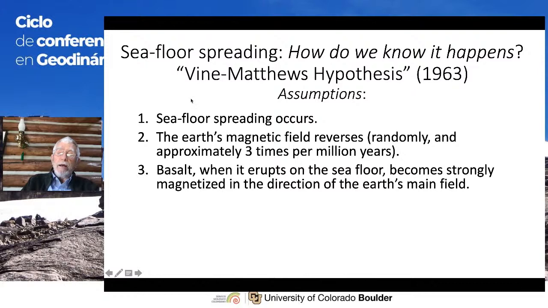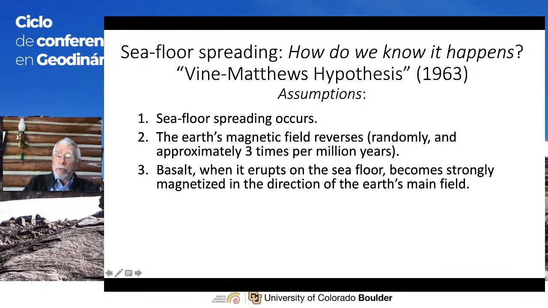So the key to understanding this process came with what's called the Vine-Matthews hypothesis. Vine was a graduate student advised by a very young supervisor, Matthews, back in the 60s. They knew quite a bit when they made their assumptions, though what they knew was not widely known. They made three key assumptions: that seafloor spreading occurs, that is, what we just saw, the seafloor moves apart at mid-ocean ridges. The Earth's magnetic field reverses randomly, not predictably, approximately 3 times per million years. They didn't know the details, but they believed that the magnetic field reversed.